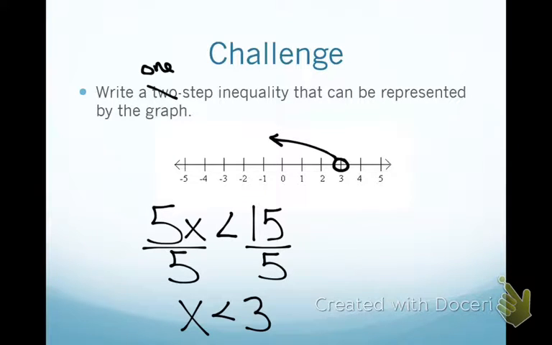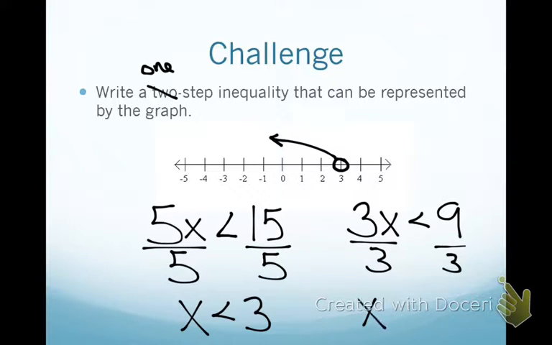Does anybody else have one? Maybe with addition or subtraction or multiplication again. Maybe a negative. Oh no, we don't want to go there. You've got to flip your inequality. And anybody else have one? Morgan? 3x is less than 9. Very good. That's the one I was thinking too. Divide by 3 both sides, and x is less than 3.